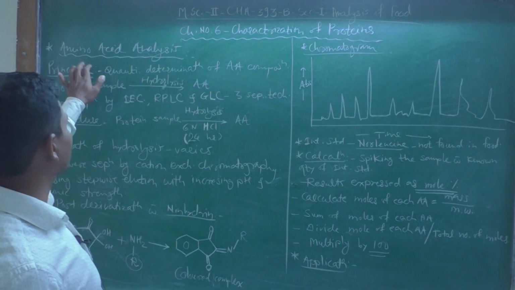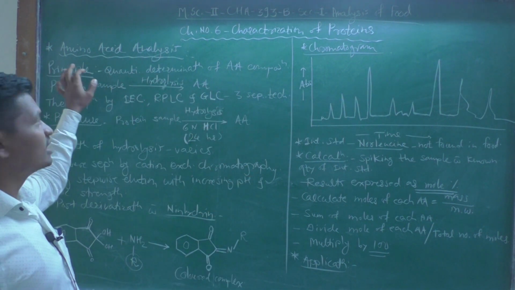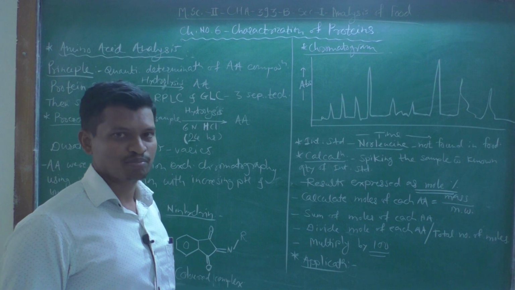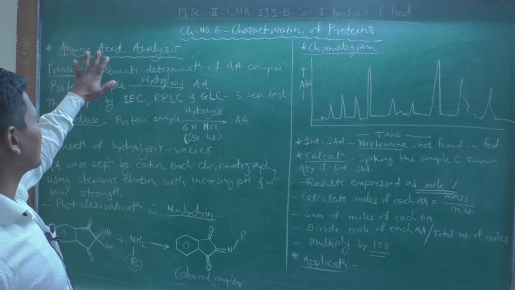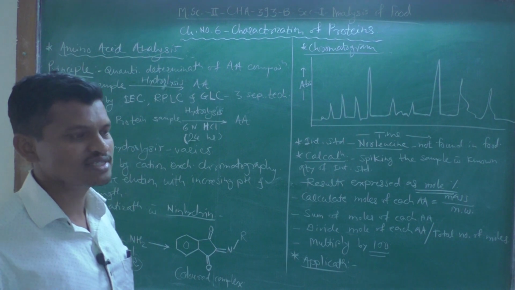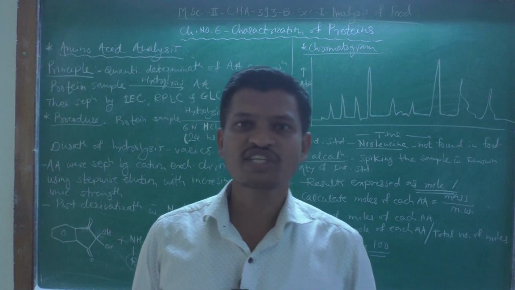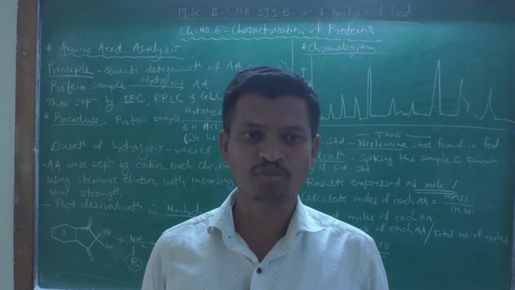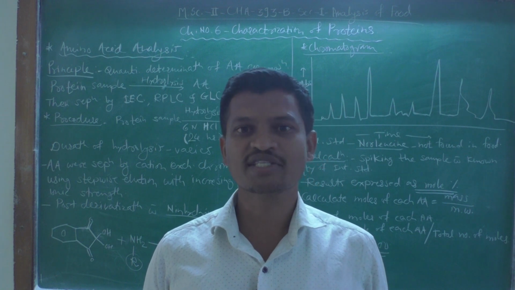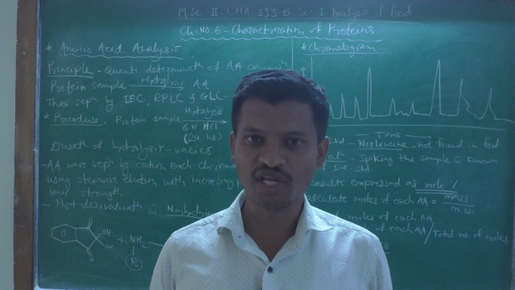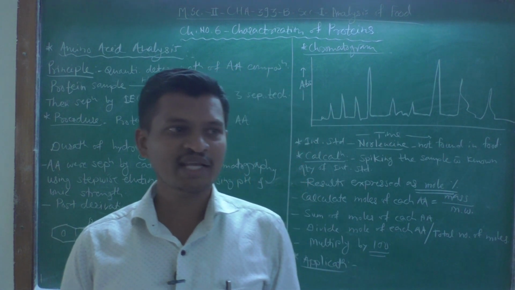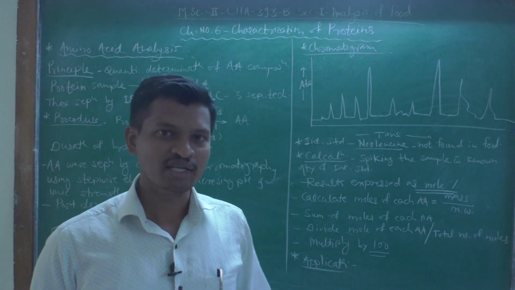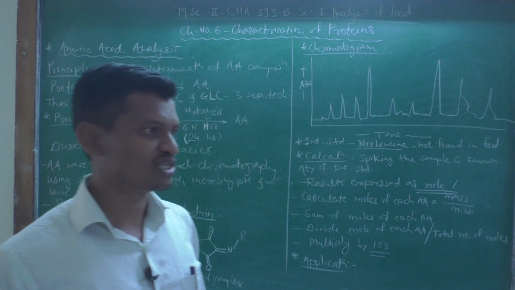In short, I have written amino acids as AA to save time. This amino acid analysis gives us the idea of which types of amino acids, and how many grams, milligrams or micrograms of these amino acids, are present in the given protein or food sample. That can be identified using the method known as amino acid analysis, which we are going to see in detail in today's lecture.